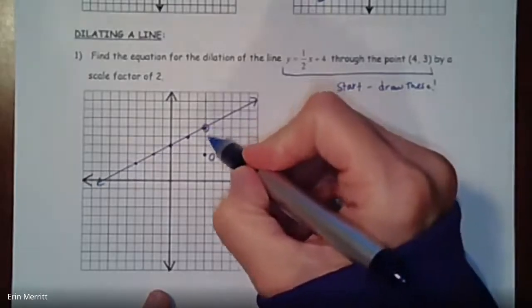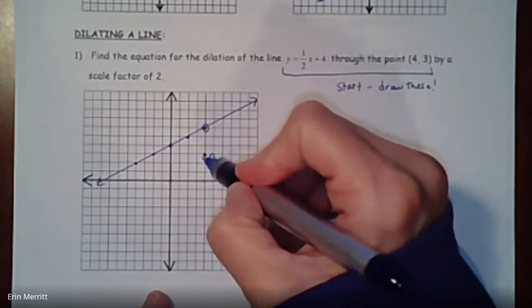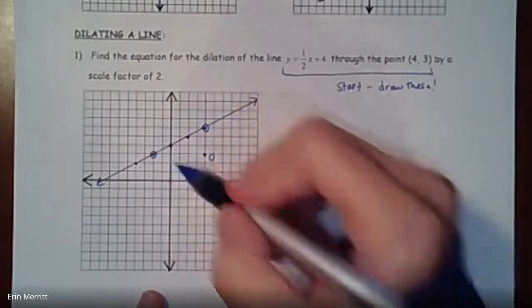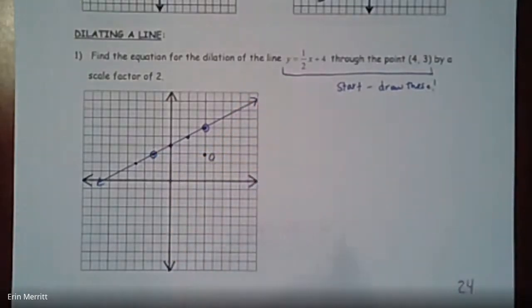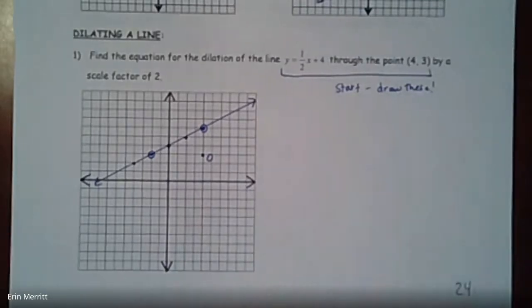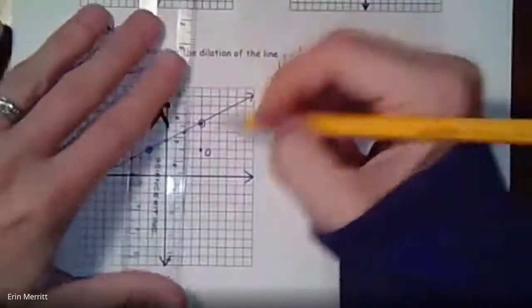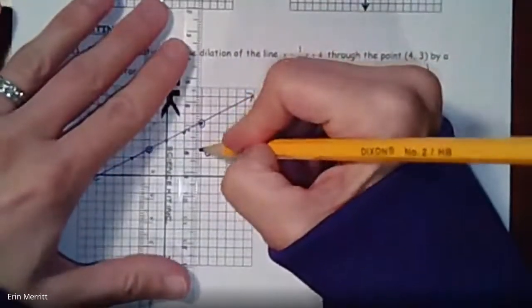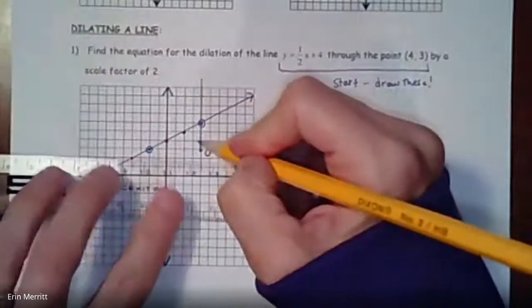So I would use the ones directly vertical or directly horizontal from it. And since we need to move 2 points, those would be the 2 I would pick. Since we have a scale factor of 2, let's give ourselves the line to extend out from.